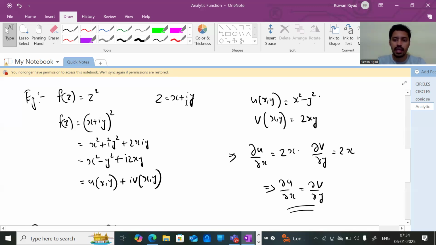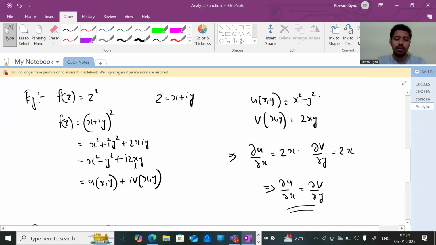Now expand this using (a plus b) the whole square, which is a square plus b square plus 2ab. So a is x here and b is iy. First, a square becomes x square, b square becomes the square of iy, that is i square y square, plus 2ab means 2x iy. We know that i square is minus 1. So i square y square means minus 1 into y square, that is minus y square, plus i into 2xy.